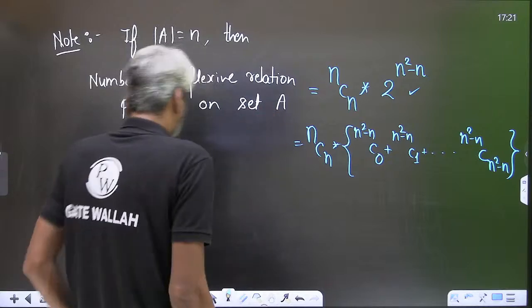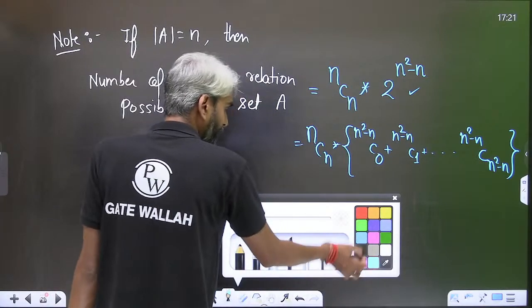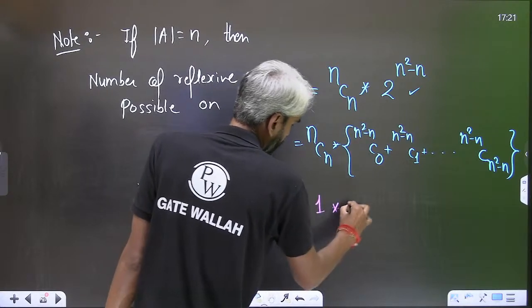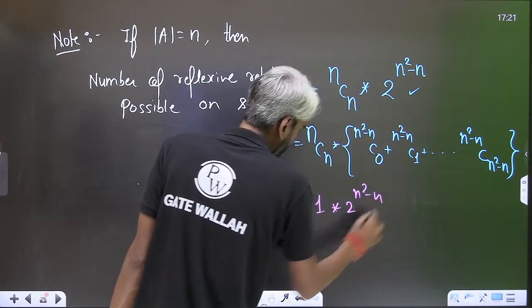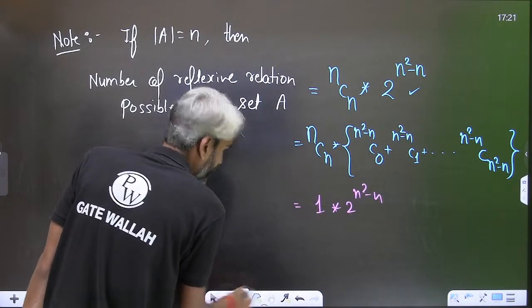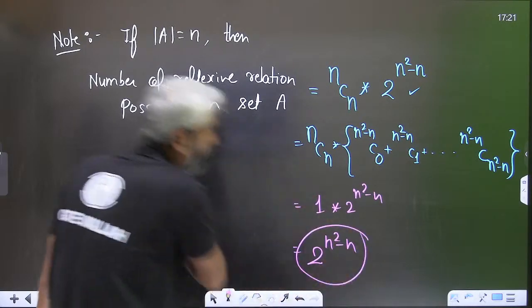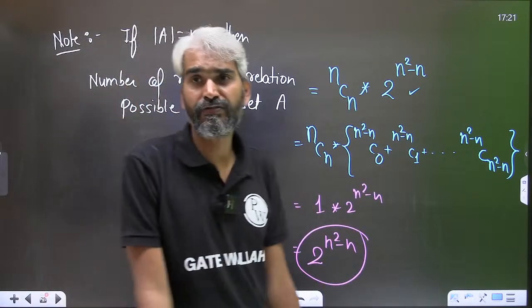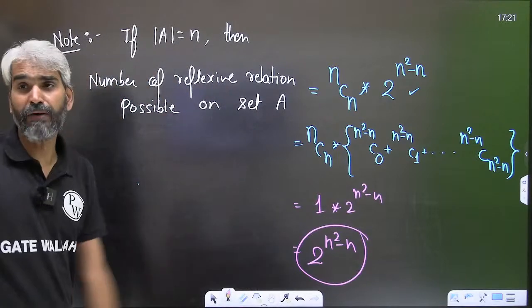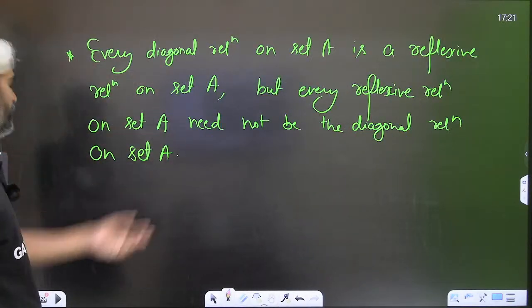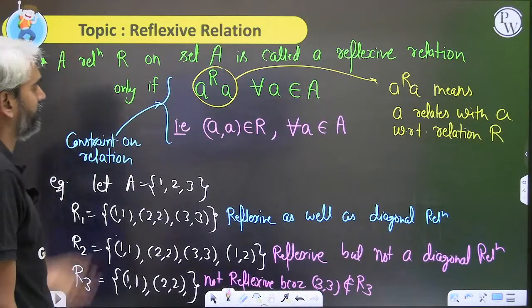So what will be the final answer? The final answer, that is, the number of... nCn will be 1. nCn will be 1 into 2 raised to the power n square minus n. Therefore, the final answer, that is the number of reflexive relations possible on set A, where the cardinality of set A is n, will be 2 raised to the power n square minus n. Done. So this is all about reflexive.